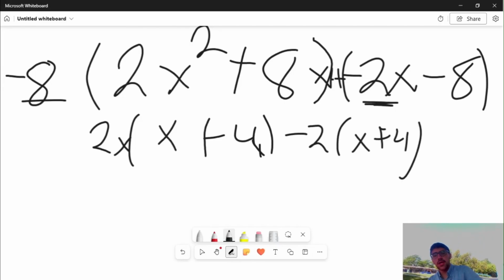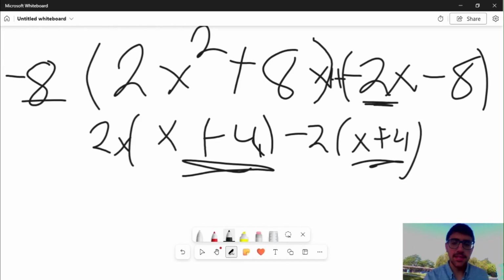And how will you know that you did this right? If both inside terms are equal, that means you did it right. If they're not the same, like right here I got x plus 4, x plus 4. If I got, let's say, x plus 8 and x plus 4, I know that I made a mistake, and I have to go back and see what I did wrong.